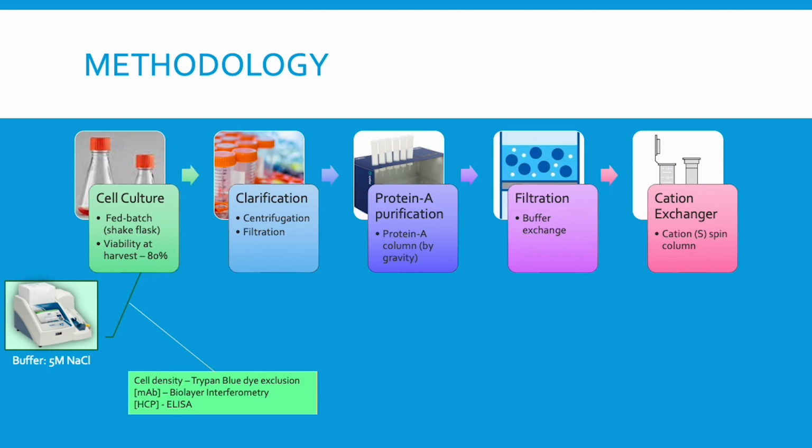After harvesting the cell culture through centrifugation and filtration, I purified the supernatant using a protein A column and further purified the product using a cation exchanger. The antibody titer and host cell protein concentration were measured for both purification steps.